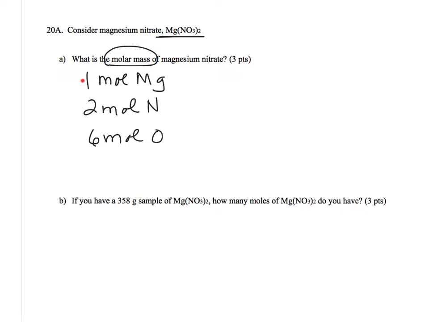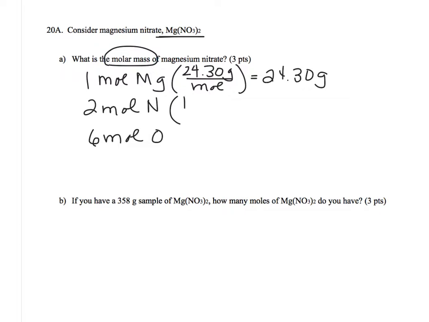Once we know how many moles of each element we have in a mole of the compound, then we can figure out the mass of each one using the molar masses of the elements. So for magnesium, it has a mass of 24.30 grams per mole. That means it's going to contribute 24.30 grams to our 1 mole sample.